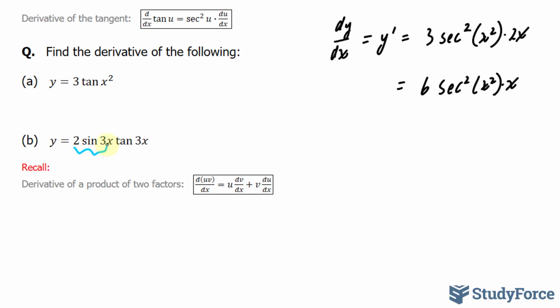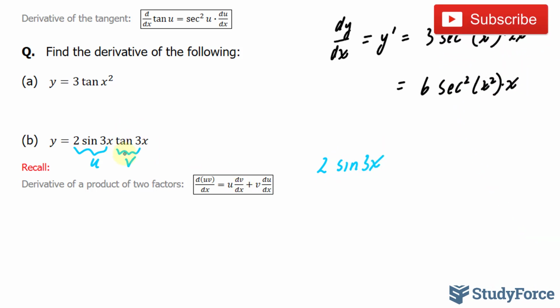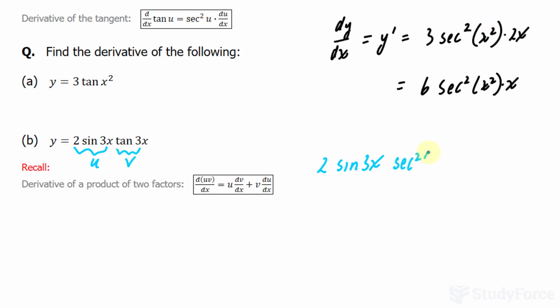I'll call this part my u and this part my v. Or I can leave the 2 out of it and then multiply it back in when I finish deriving simply the trigonometric functions. Regardless, we end up with the same answer. So starting with u, we don't do anything with it according to the formula. We will write down 2 times sine 3x. We will derive this. The derivative of tangent 3x, we'll start with secant squared 3x, and the derivative of 3x is simply 3, which I'll put over here.